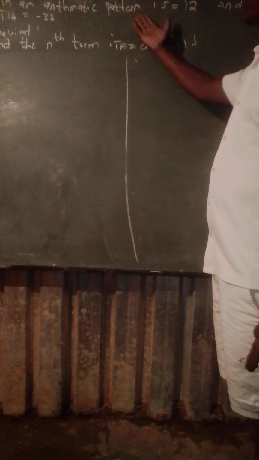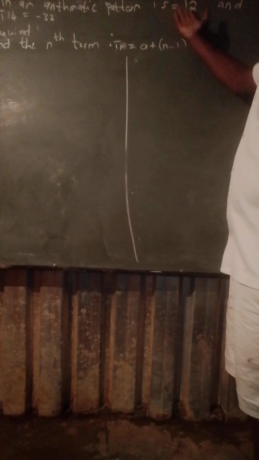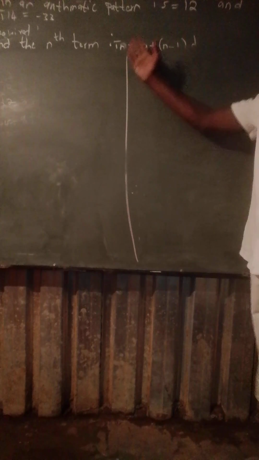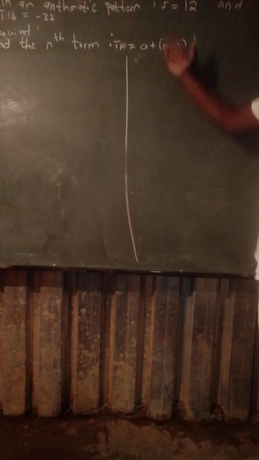I have a challenging question here. It says, in an arithmetic pattern, you have T5, which equals 12, and you also have T14, which equals minus 33. Now, you are required to find the nth term in the form Tn equals a plus (n minus 1) times d. I think you can see clearly.